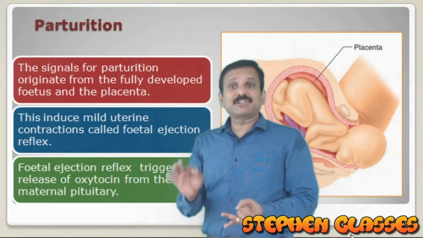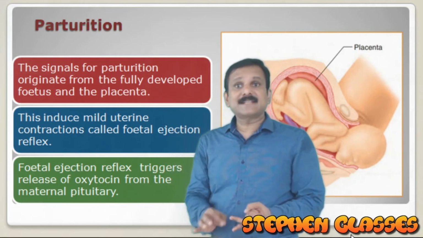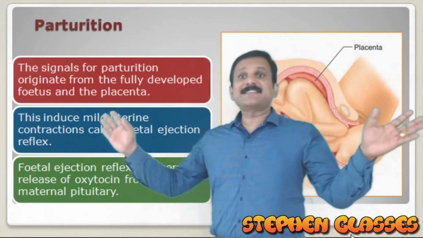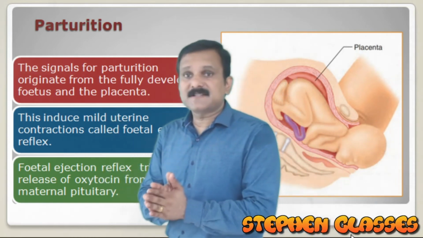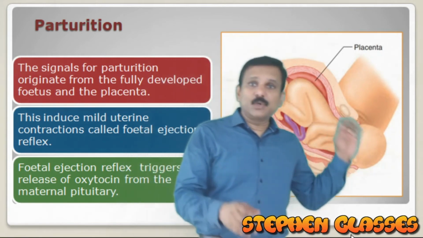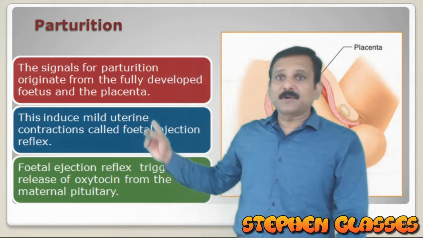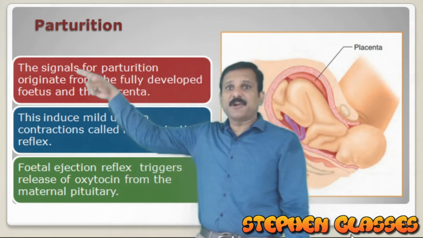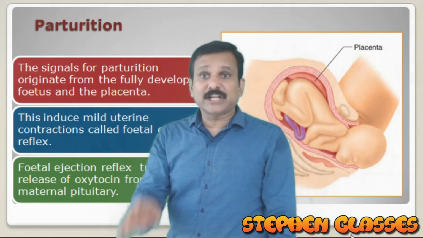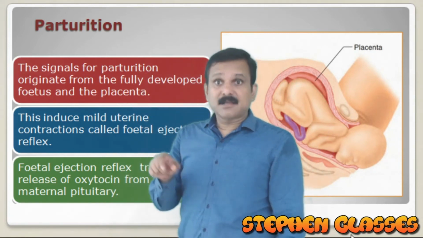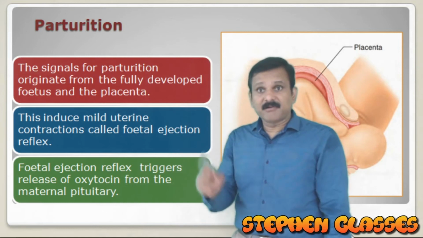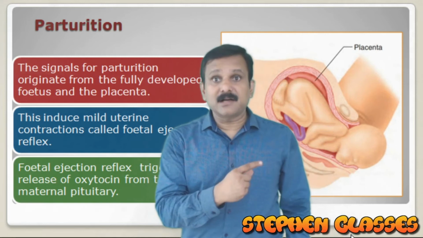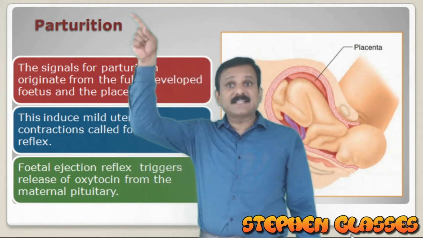And these mild uterine contractions, we can call the fetal ejection reflex. So what is fetal ejection reflex? In simple words, mild uterine contractions as a result of a fully developed fetus and placenta which produce some signal. So these mild uterine contractions you can call the fetal ejection reflex. So this fetal ejection reflex will trigger the release of oxytocin.